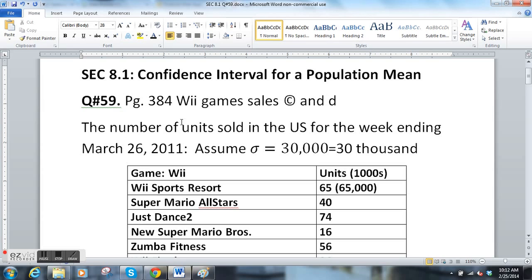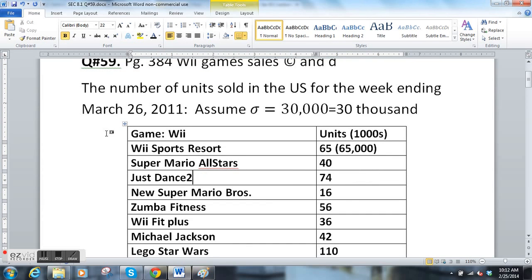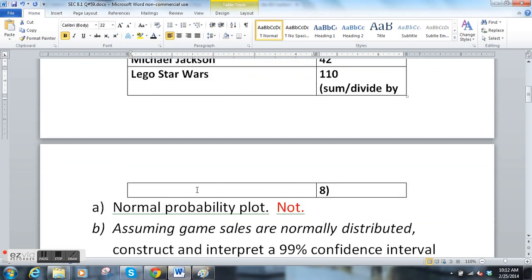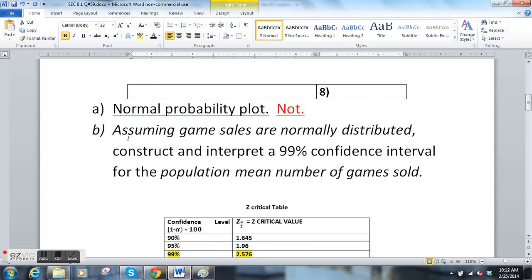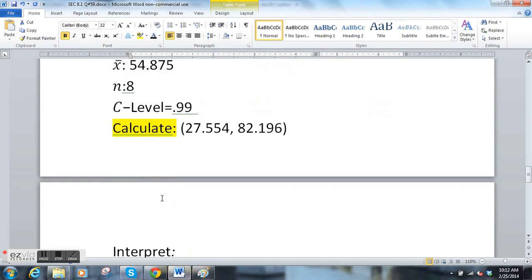So this is looking at the number of Wii games sold and trying to estimate the population mean number of Wii games sold. So here we are, Super Mario and Michael Jackson and Lego Star Wars and Zumba, things that never go out of style. Part C, here was part B, looking at the confidence interval.